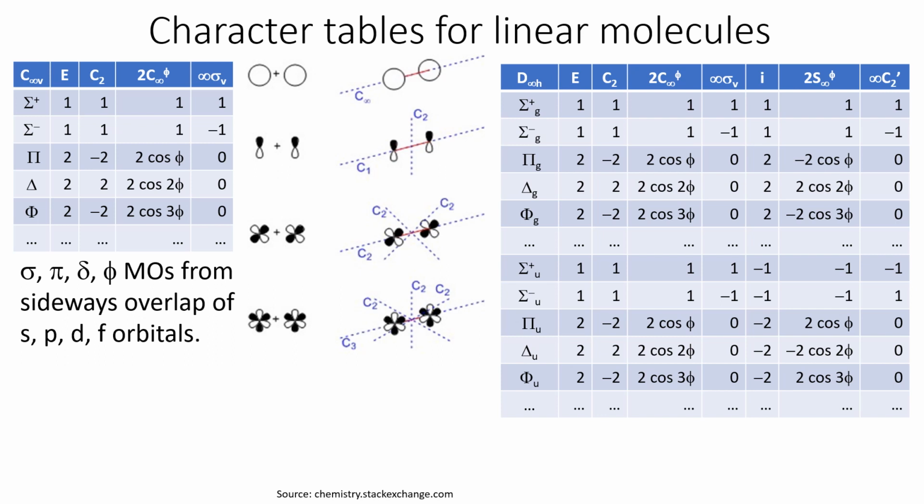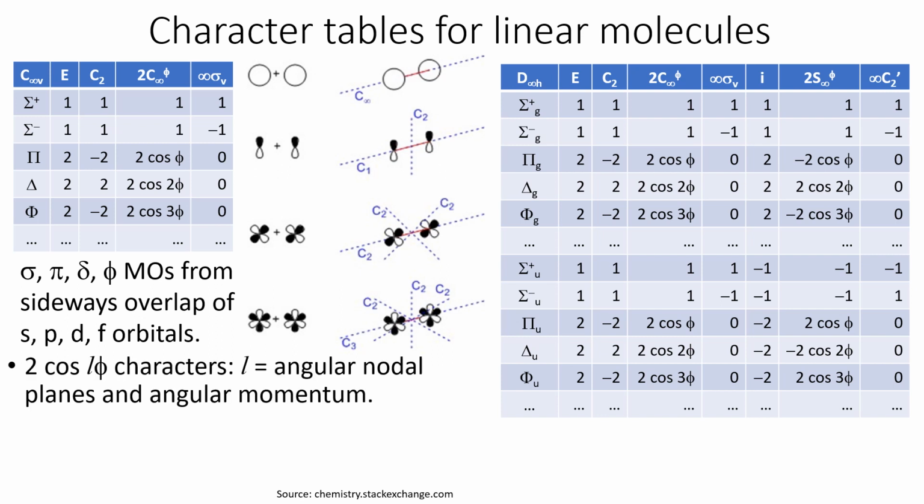So the caption there to the left of those pictures just makes it clear how the sigma, pi, delta and phi really make sense as irrep labels, as they represent the orientation from the sideways overlap of the S, P, D and F orbitals. Obviously these are just the Greek translations of the letters.